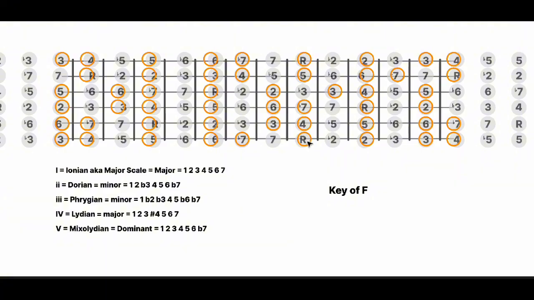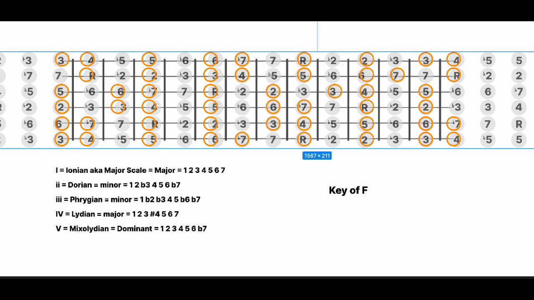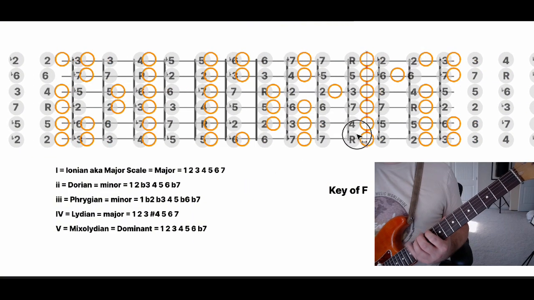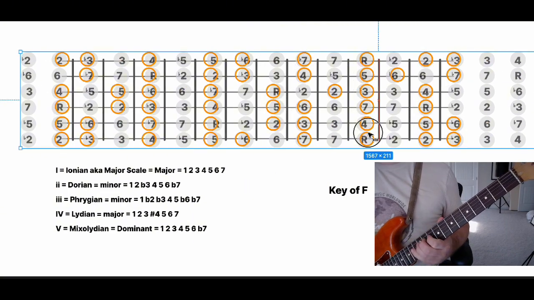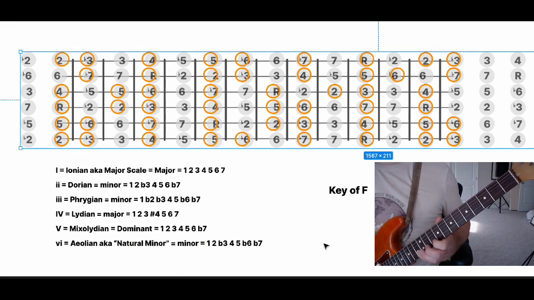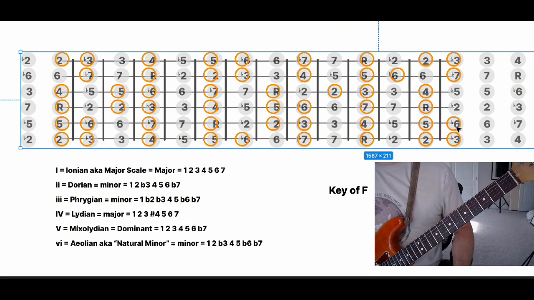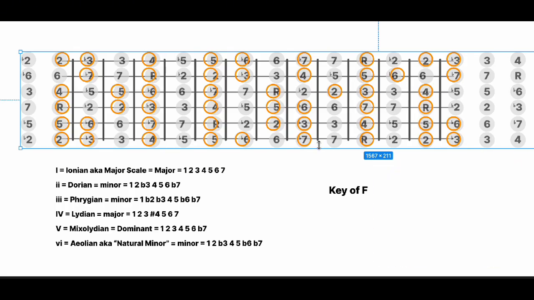From its root here, we would have root, major second, major third, perfect fourth, perfect fifth, major sixth, flat 7, or minor 7, and the root again. All right, let's move up again. I guess we're going to run out of room here and need to go backwards. All right. This one is called Aeolian, also known as natural minor. This is just like Dorian, except the 6 is flat. We have a root, major second, minor third, perfect fourth, perfect fifth, minor 6, minor 7, root.